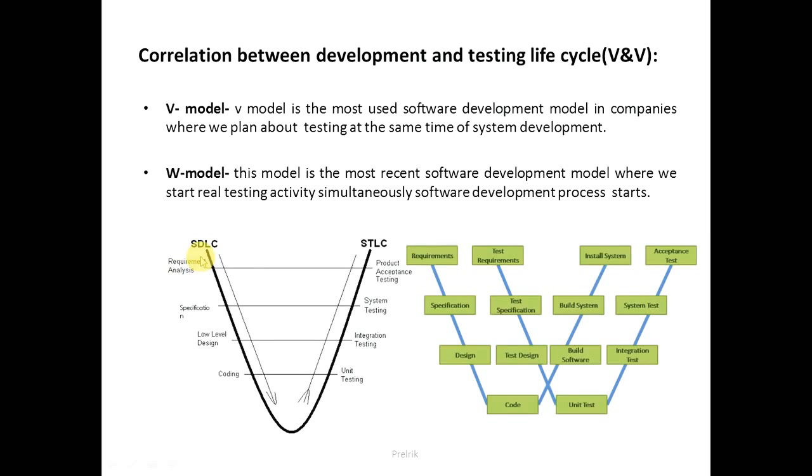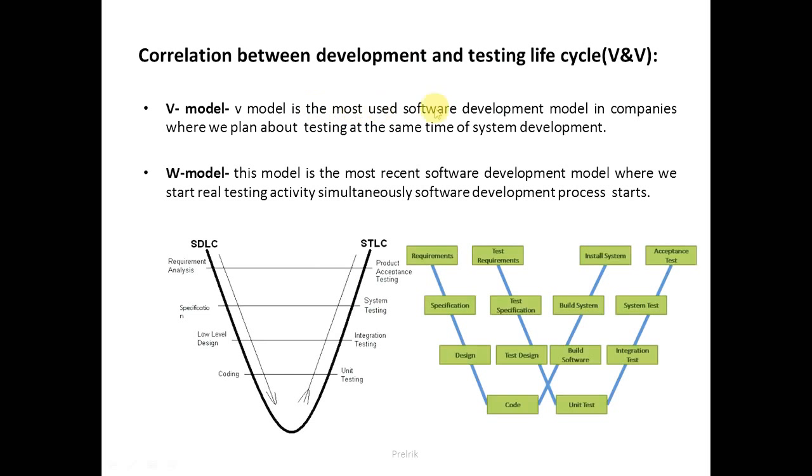The execution flow will be requirement analysis first, then specification, then low level designing, then coding, then unit testing will be performed, then integration testing, then system testing, and then product acceptance testing or UAT will be performed. So this is the flow. Okay, and this is exactly the V model.